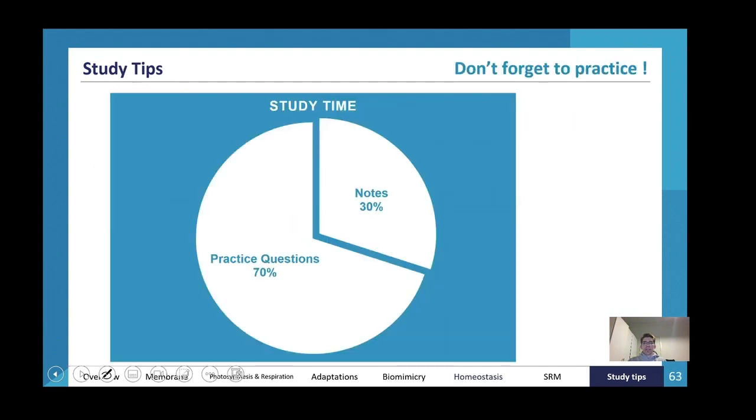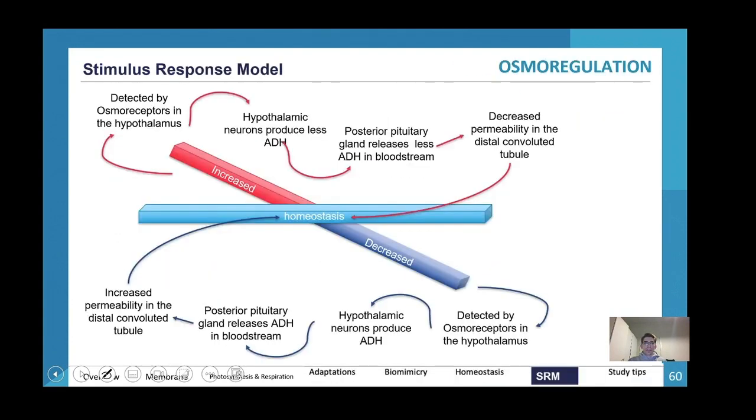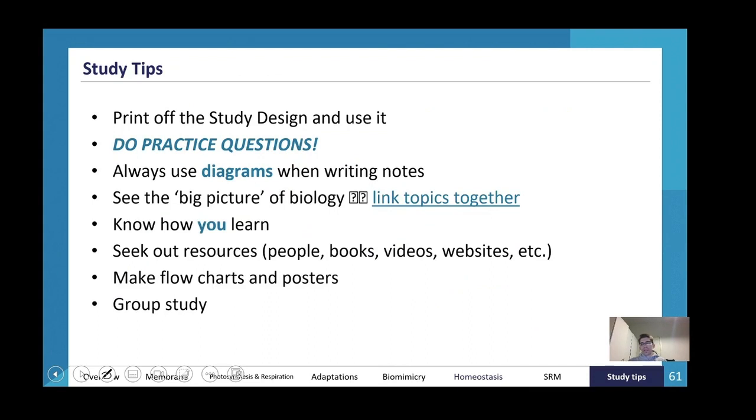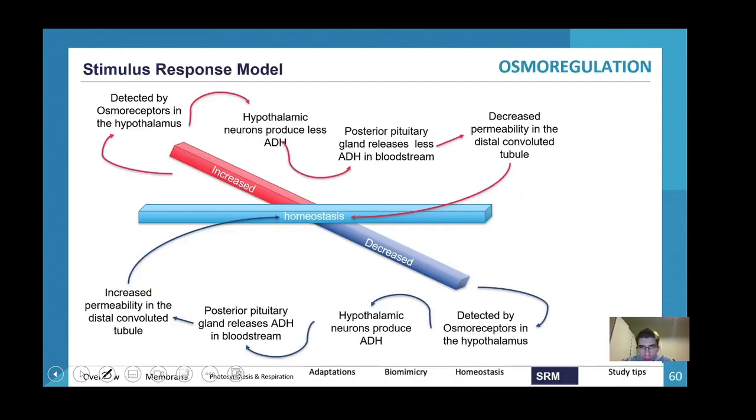Now we are reaching the end of our lecture. So I would like to cover some study tips for you guys. Now, let's go first of all through everything that we covered today.